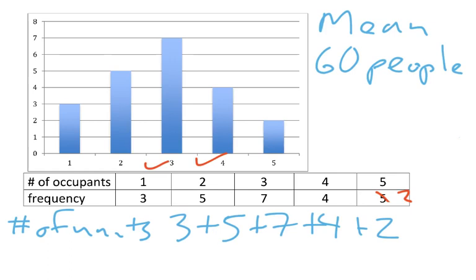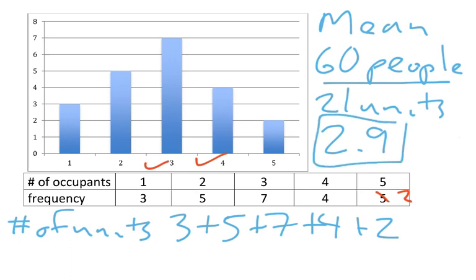If we're going to find people per unit, we will add up the numbers across the bottom row of the frequencies. And again, using my calculator, that gives me a total of 21. 60 people in 21 units gives me an average number of occupants per unit, or people per unit, of 60 divided by 21, and rounded to 1 decimal place, that is approximately 2.9. The mean of all of this data is 2.9.